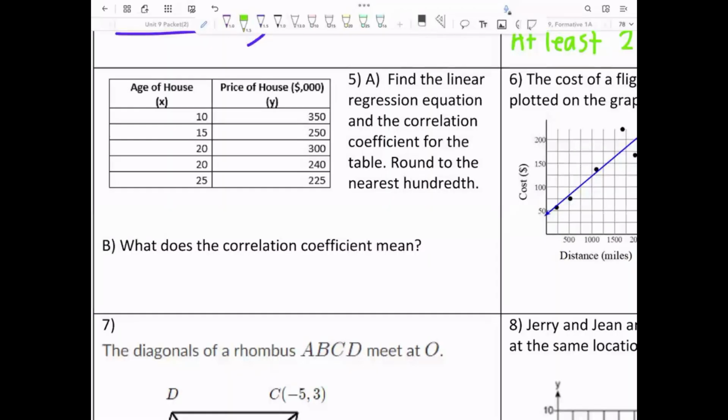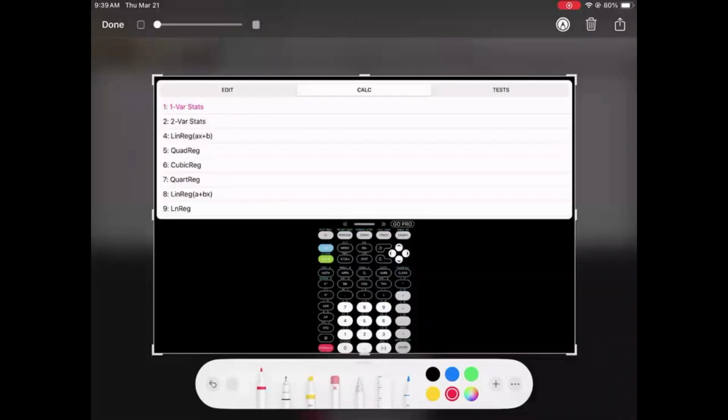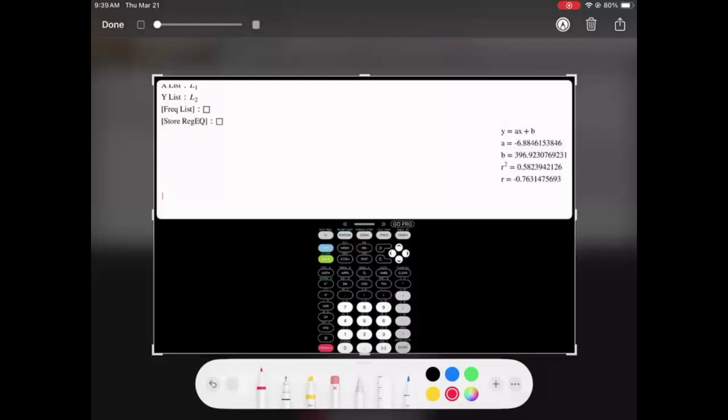Right, on number 5, we're going to find the linear regression equation and the correlation coefficient for the table. We're going to round to the nearest hundredth, and then describe what that correlation coefficient means. Then we want to find LinReg. This is for linear regression. So when we do that, this is what shows up.